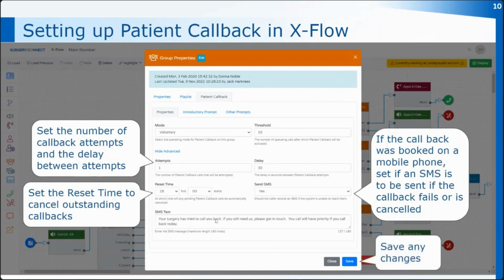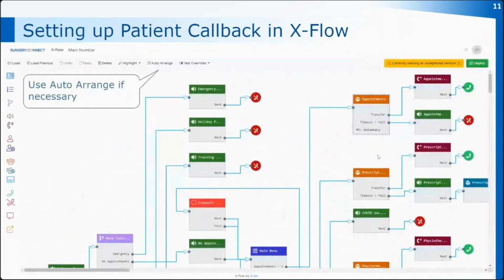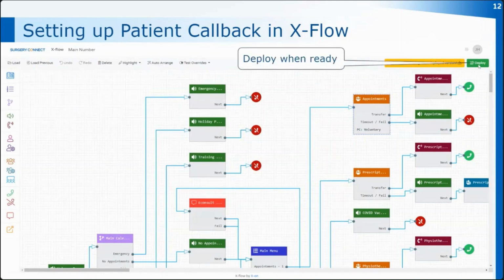Once you've made any changes to the settings and the advanced settings, click on Save, and you'll then see that in your group block, you now have PC voluntary shown, so that you know that patient callback is activated on that particular queue. If you've made other changes, you may need to use auto arrange up at the top just to spread the call flow out so it's easier to read. And once you've made all your changes, remember to deploy the call flow to make those changes live on your main practice number.